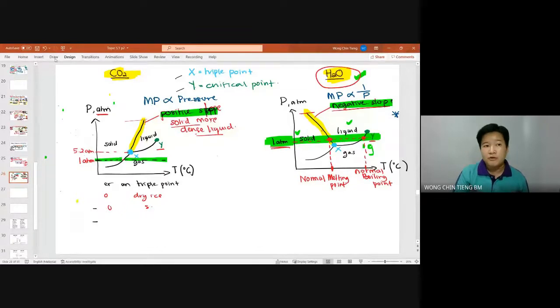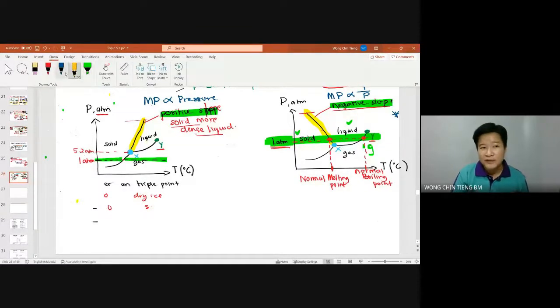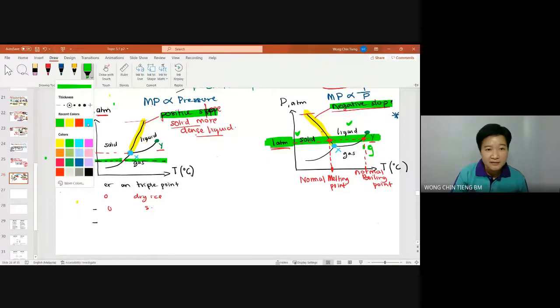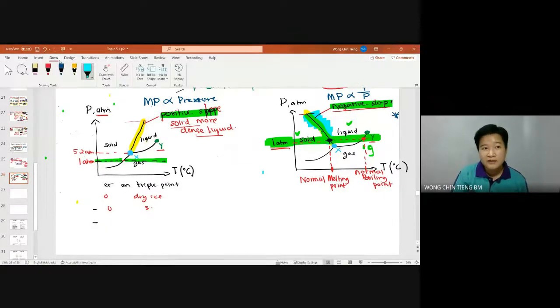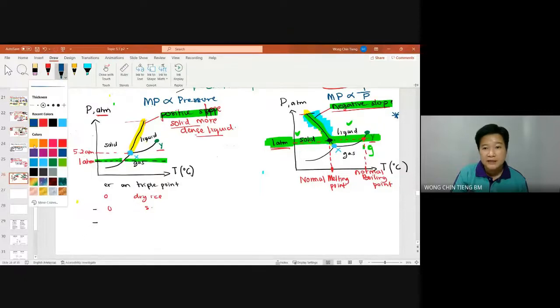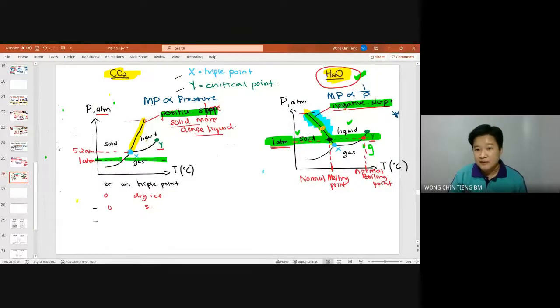Kenapa perkataan normal? Guys, the entire line over there. Do you agree that the entire curve over here is actually your melting curve? Betul? The entire curve tu melting curve, right? So kalau Miss Wong letak titik di mana-mana yang saya nak, contoh saya letak titik kat sini. Alright? That is also my melting point. But it's not a normal melting point. The moment you see a normal melting point or a normal boiling point, that means that is the point that drops at 1 ATM.